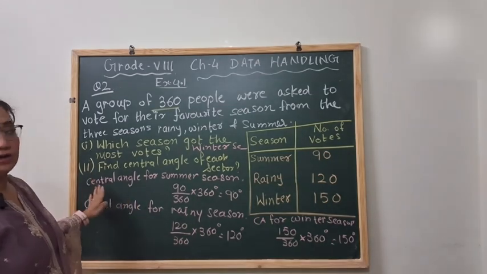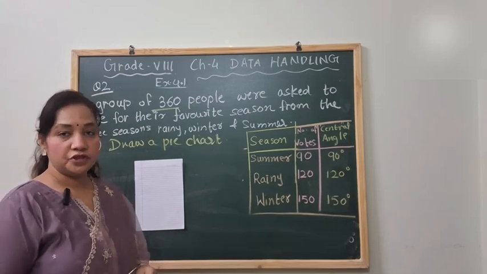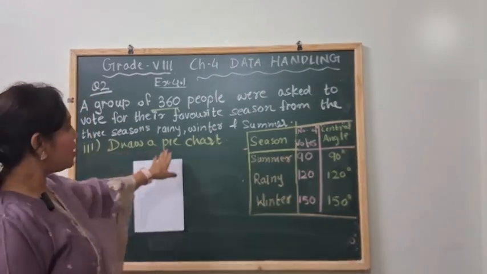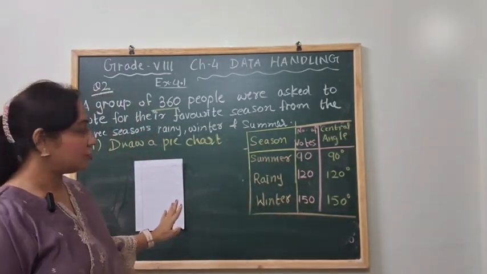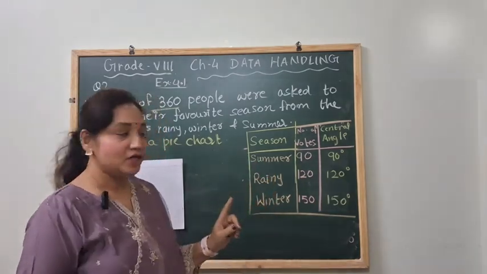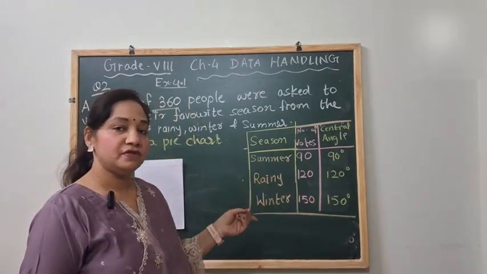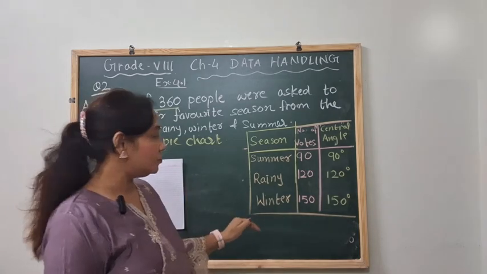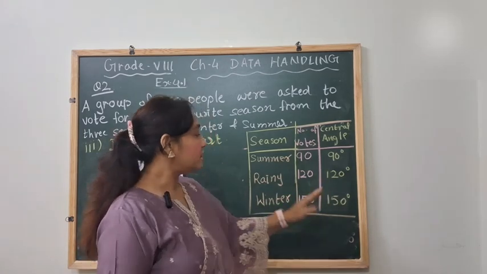Now moving on to the third question in question number 2. Draw a pie chart. Based on this information, we have to draw the pie chart. We have 3 seasons: summer, rainy and winter. To draw a pie chart, we need the central angles, which we found in the previous sub question. So summer 90 degrees, rainy 120 degrees and winter 150 degrees.